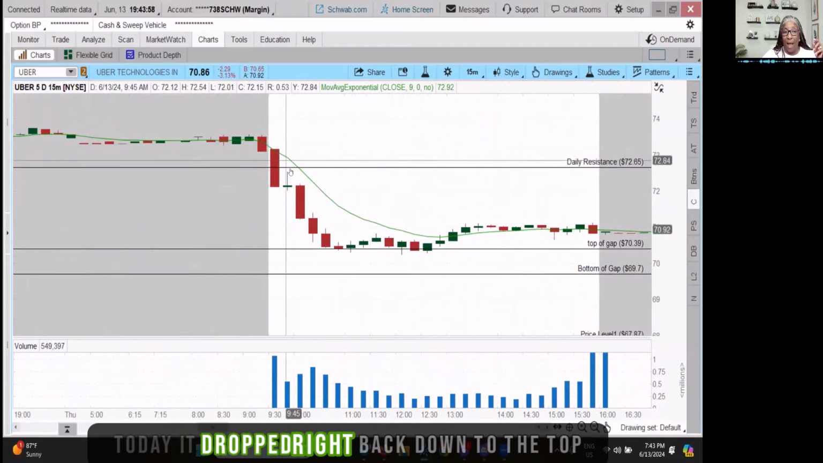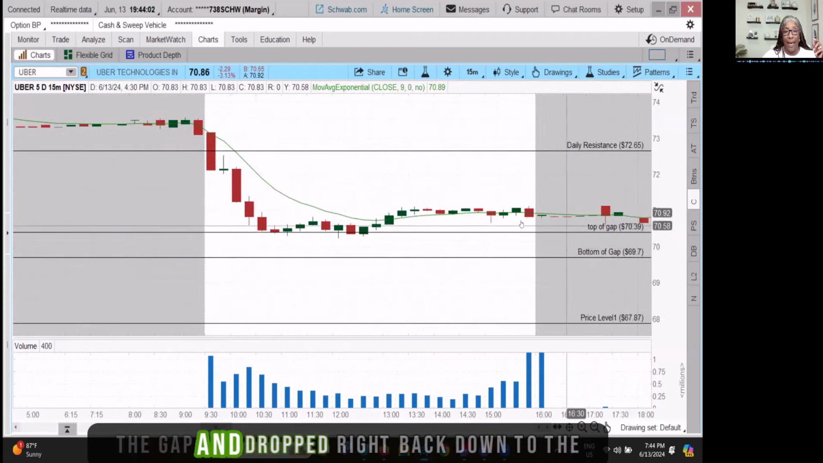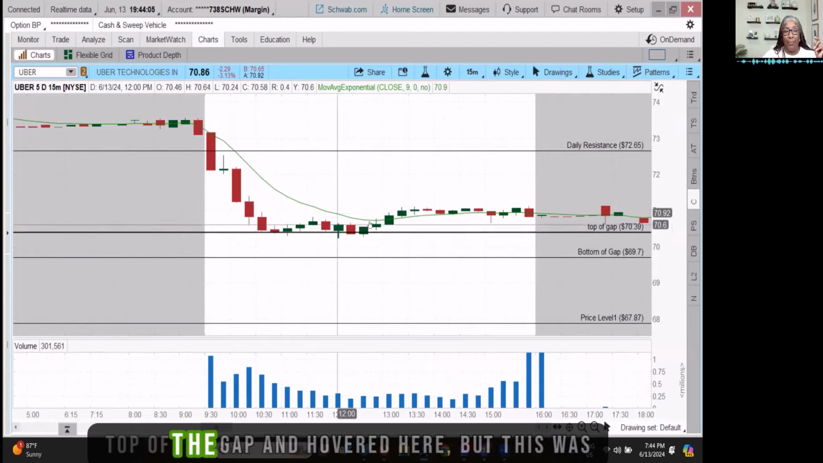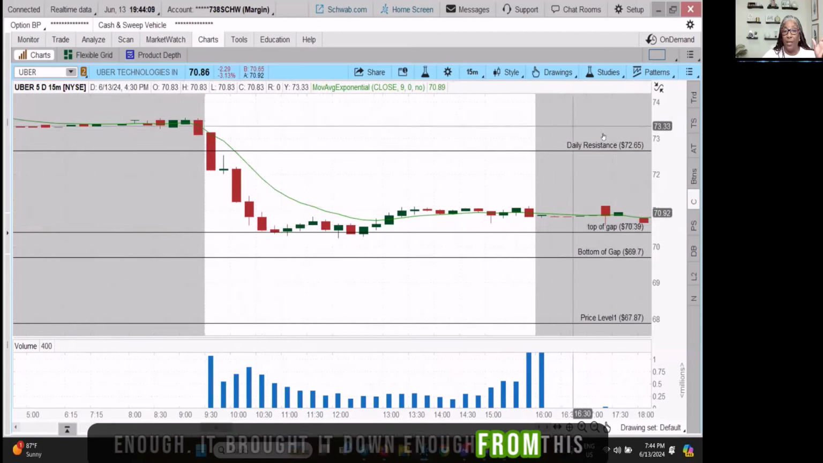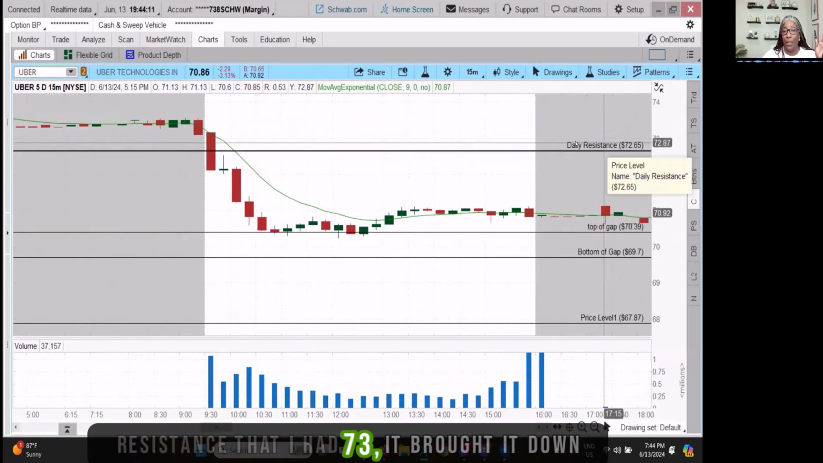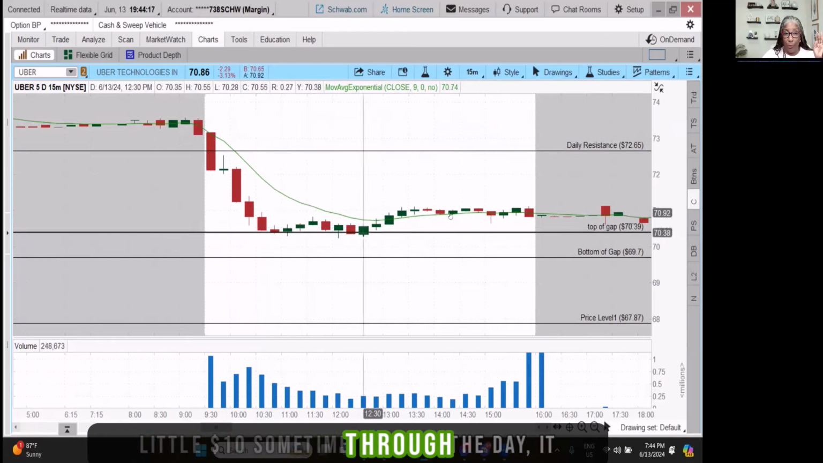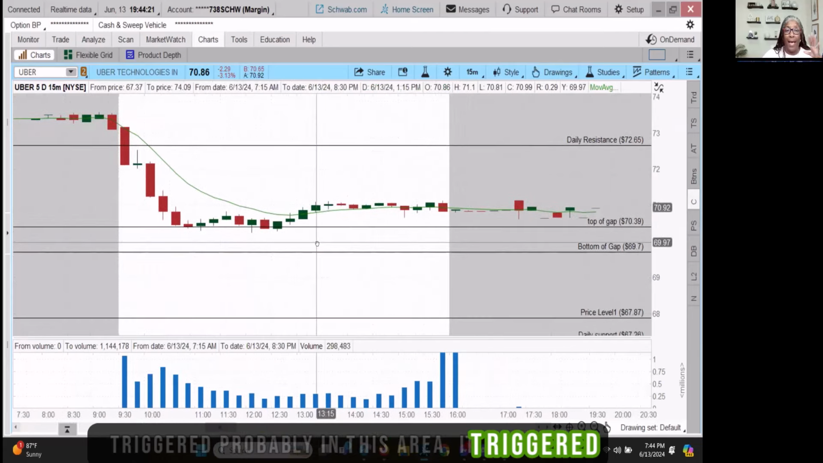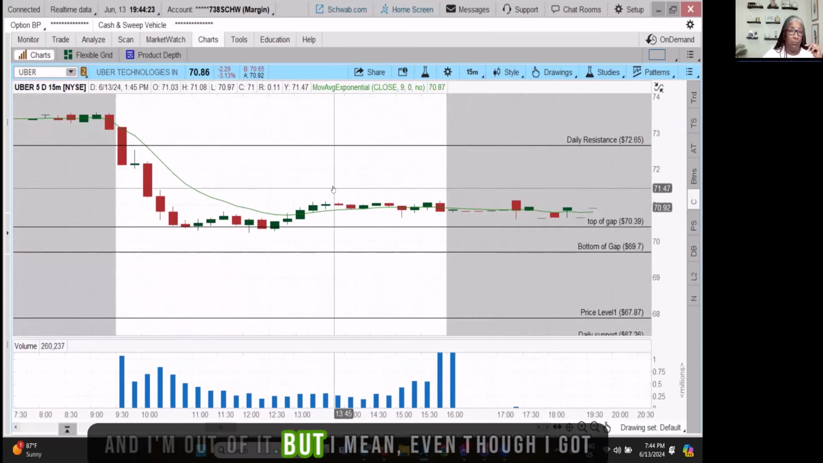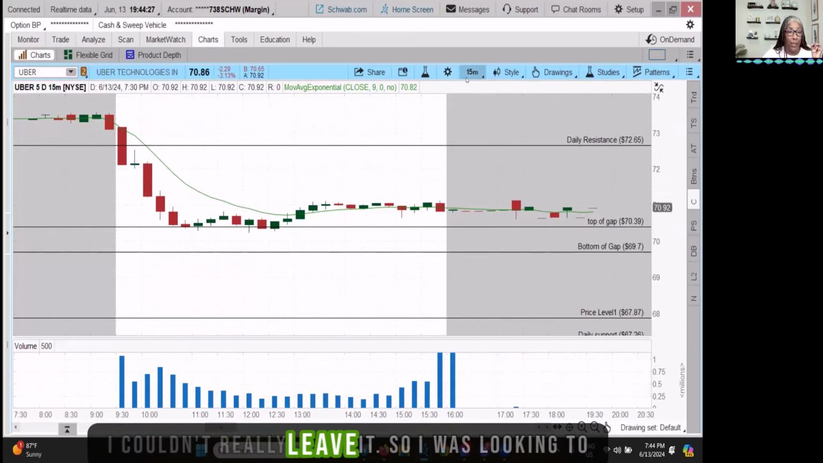Today it dropped right back down to the top of the gap. You see how my note says top of the gap? It dropped right back down to the top of the gap and hovered here. But this was enough. It brought it down enough from this resistance that I had at 73 for it to be worth $10. So I paid my little $10 sometime through the day. It triggered probably in this area, and I'm out of it. But even though I got out of it, I couldn't really leave it.